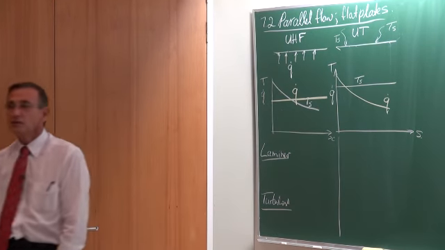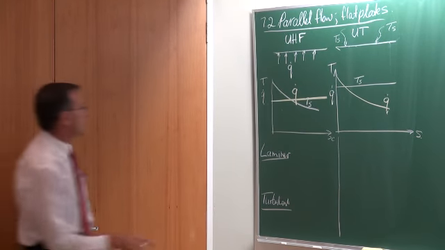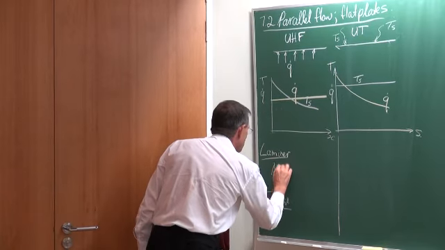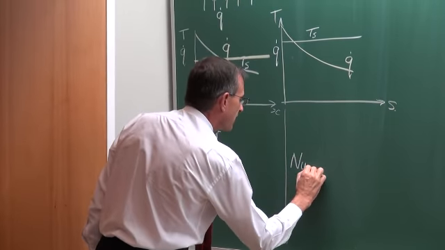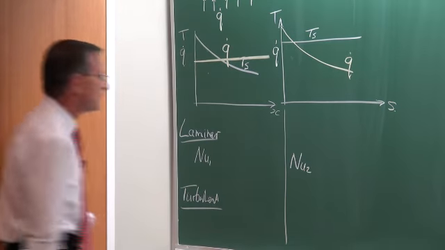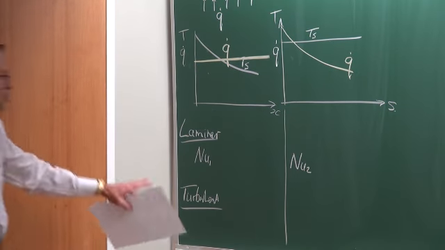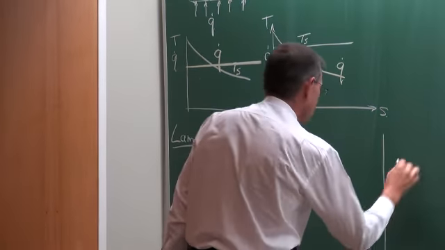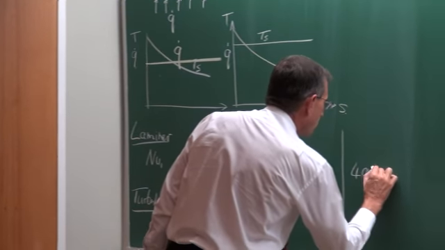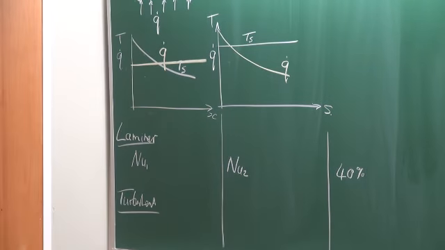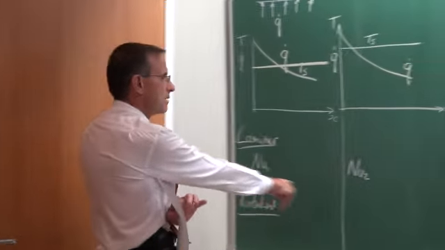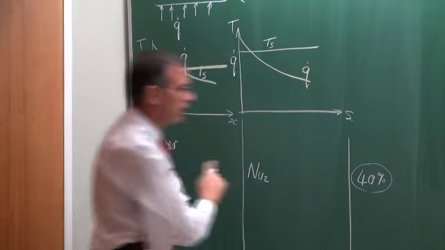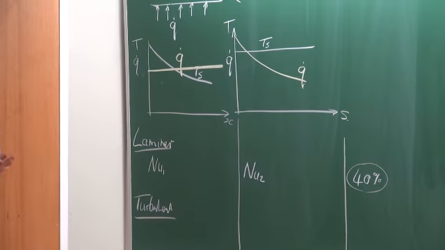Okay. If the flow is laminar, then if we compare these two Nusselt numbers, there will typically be about 40%, and even in some cases more, difference between them. So the Nusselt numbers can very easily vary by 40% and more.